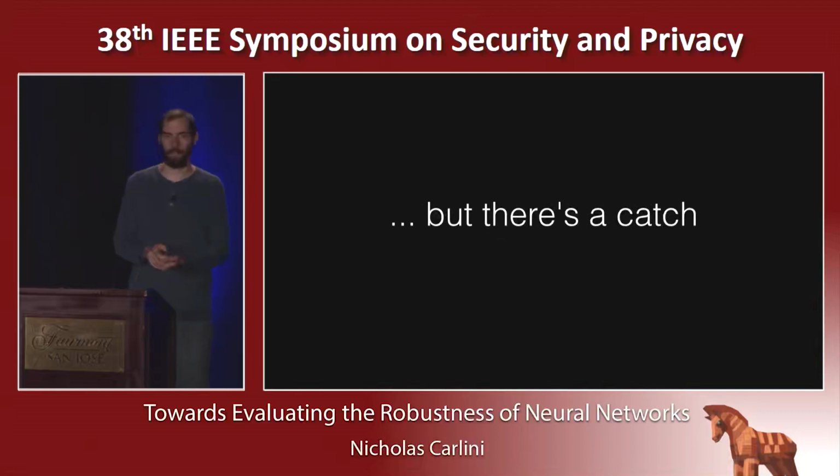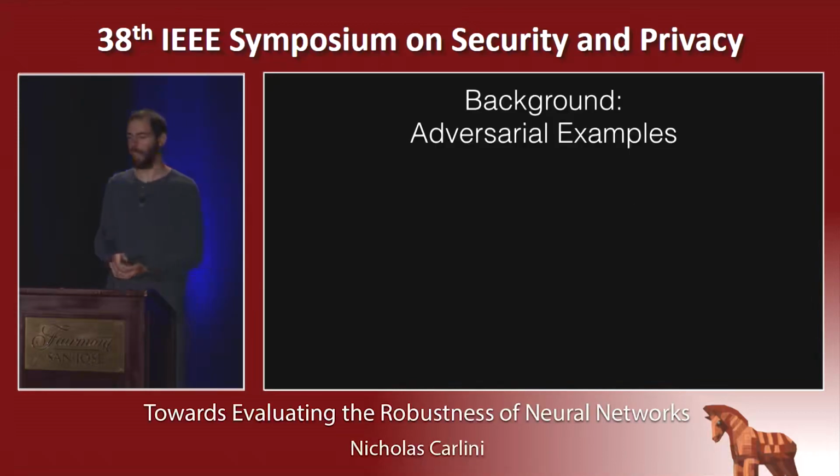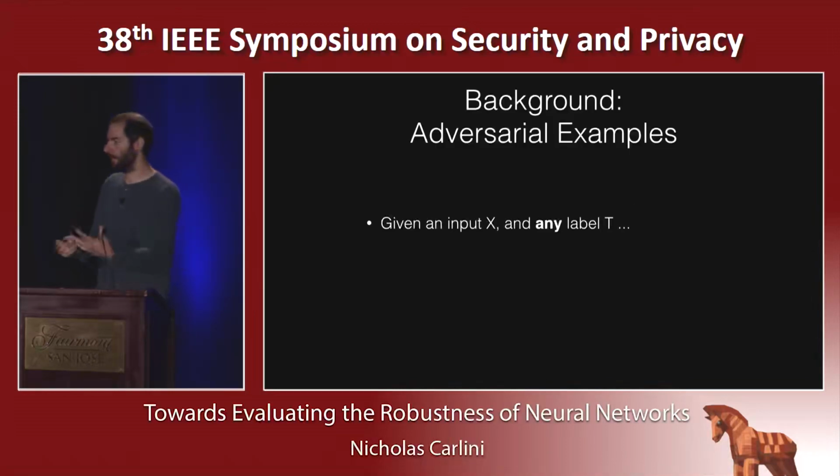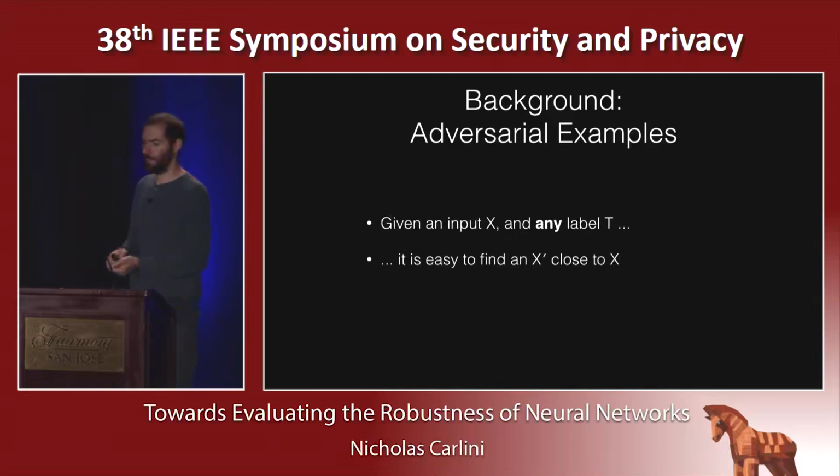And in particular, what I'm going to say is that if you give me some image x and any label you want t, then I can find an input x prime, which is very close to x, but so that the network, when classified on x prime, will tell me label t. This is sort of bad.